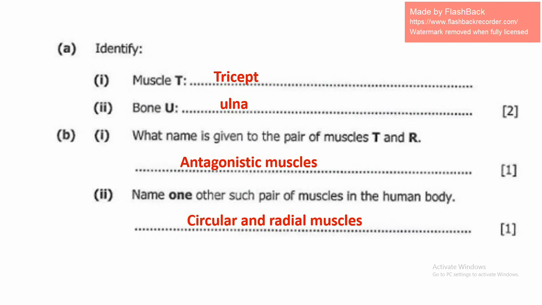A pair should not be alone. If you just say circular muscle, is that a pair? It isn't. If we're talking of a pair, there should be two things involved there. So circular and radial muscle, circular and longitudinal muscle, flexor and extensor muscle, tricep and bicep muscle. All those are antagonistic muscles.